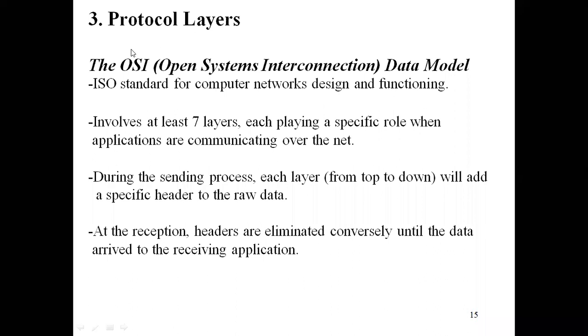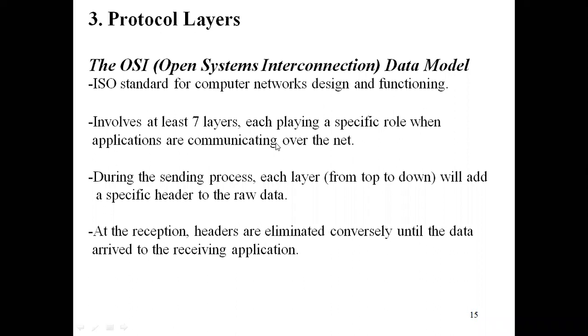Now the OSI layer. Let us not go into a deep discussion of the OSI layer, because you have already gone through it in computer networks, CNS, and maybe other subjects. The OSI, open system interconnection, data model is the standard for computer network design and functioning, and involves at least 7 layers, each playing a specific role.